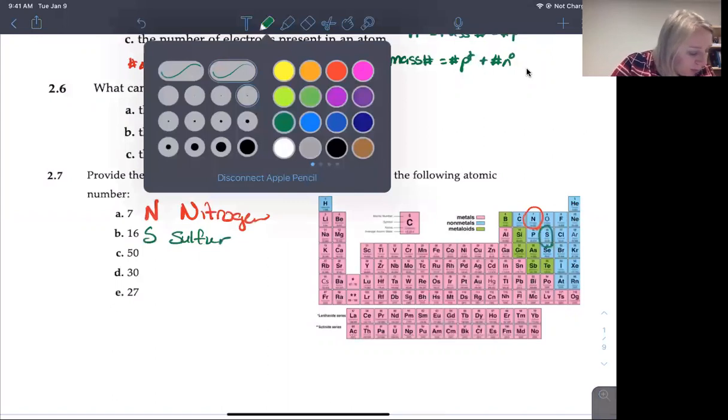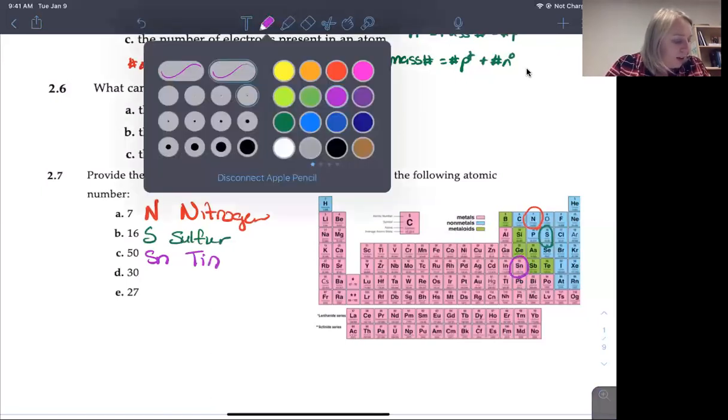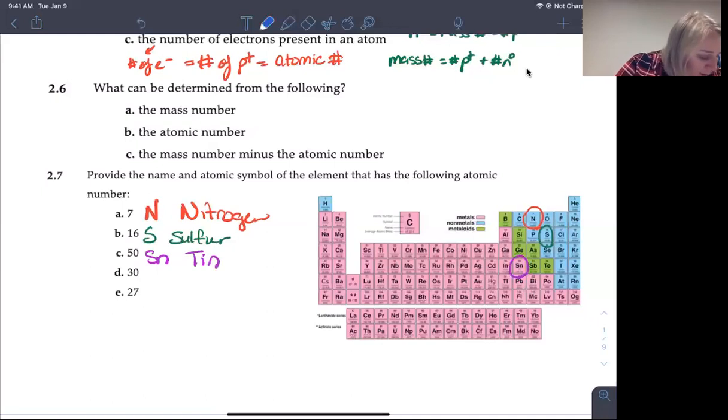Now we're going all the way to 50. So right here, 50, Sn is tin, that's how I always remember it. Okay, let's see, number 30 is zinc, Zn, zinc, right?